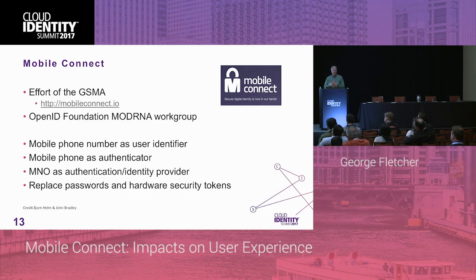There's an OpenID Foundation working group called Moderna that is basically defining protocols for the Mobile Connect effort. What it's really trying to do is use your phone number as your user identifier, use the phone as the authenticator, and allow the MNO to be the IDP. And if you think about it, I'll explain in a minute how we can replace passwords and existing hardware tokens. But this is the crux of Mobile Connect. So, how does it work?